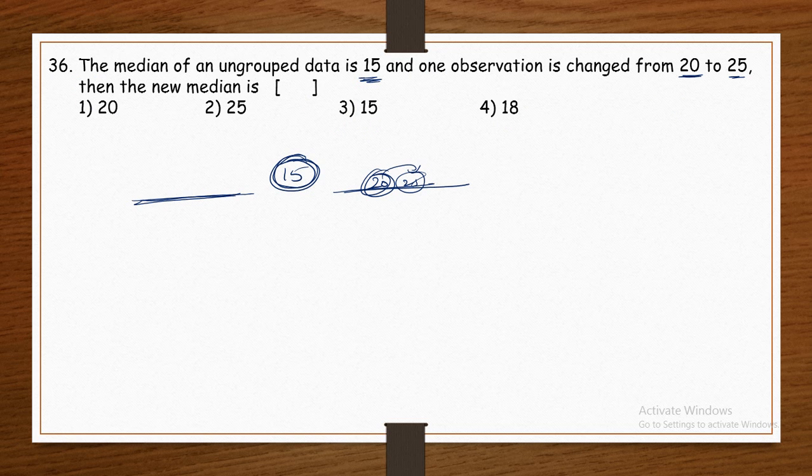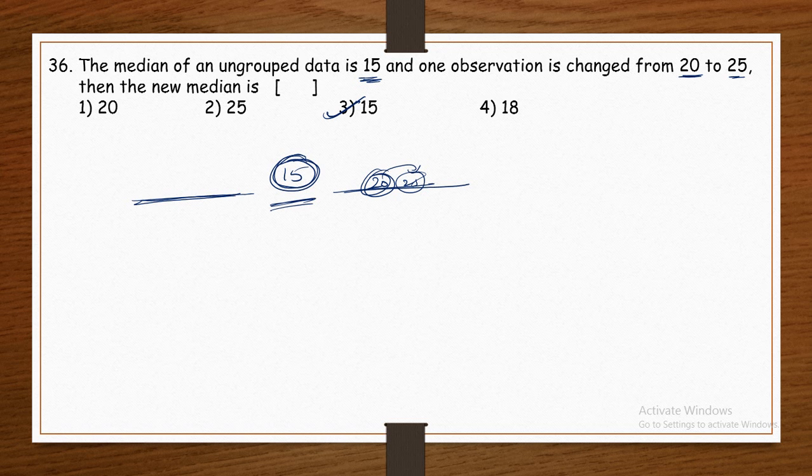So if there is a change on the left hand side or right hand side, there won't be any effect on the central value. What we can understand from this is that extreme values cannot change the median of the data. Hence the median remains the same.